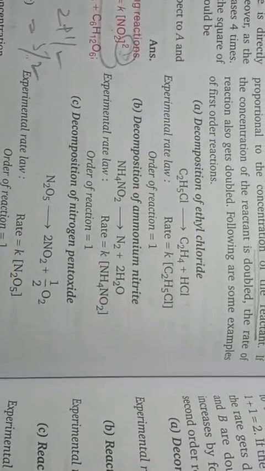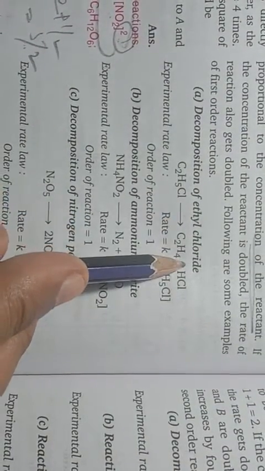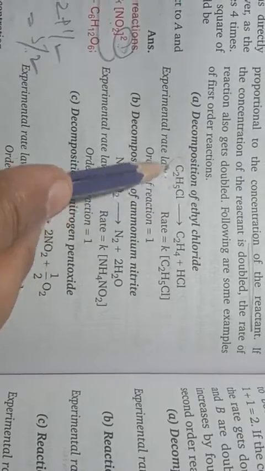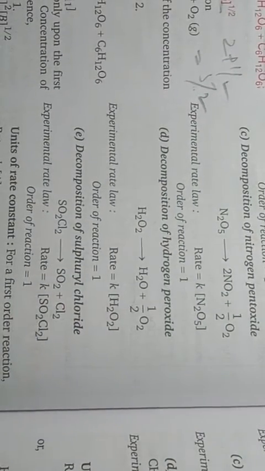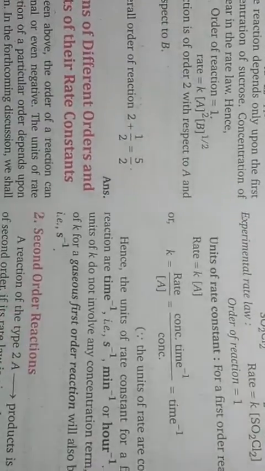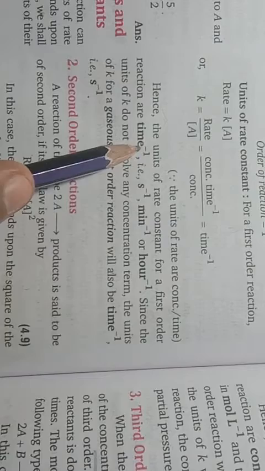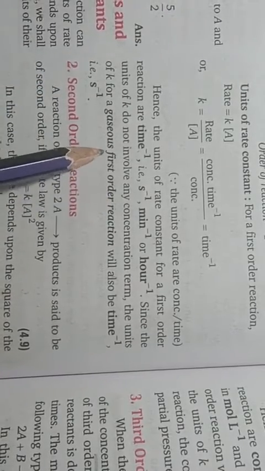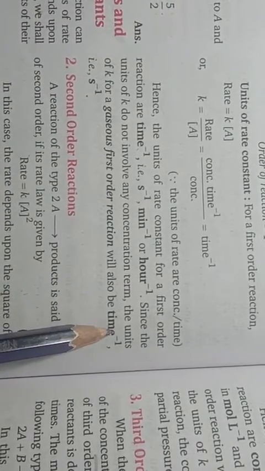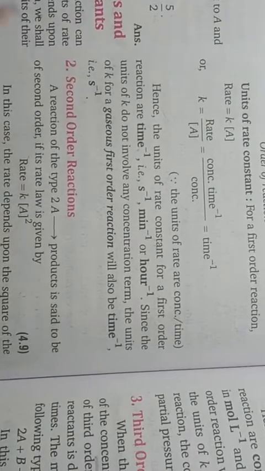Okay students. Now, for example, the decomposition of ethyl chloride. So for ethyl chloride, just one reactant unit is present there. That is why the order of reaction will be 1. And these are the examples here. Then the unit of order of reaction: it will be time inverse. If time is in second, then second inverse, or minute inverse or hour inverse. For a gaseous first order reaction, it will be time inverse and can be written as second inverse.